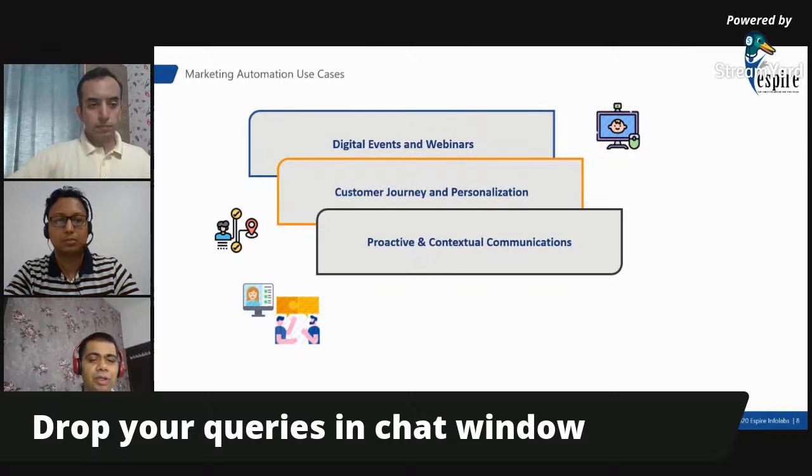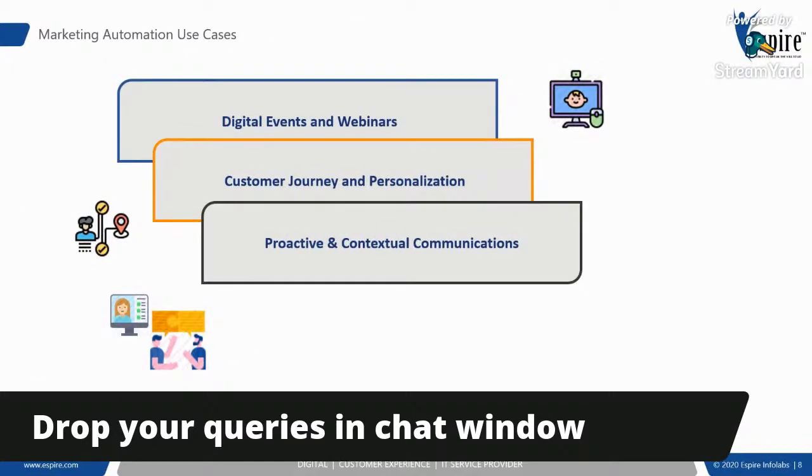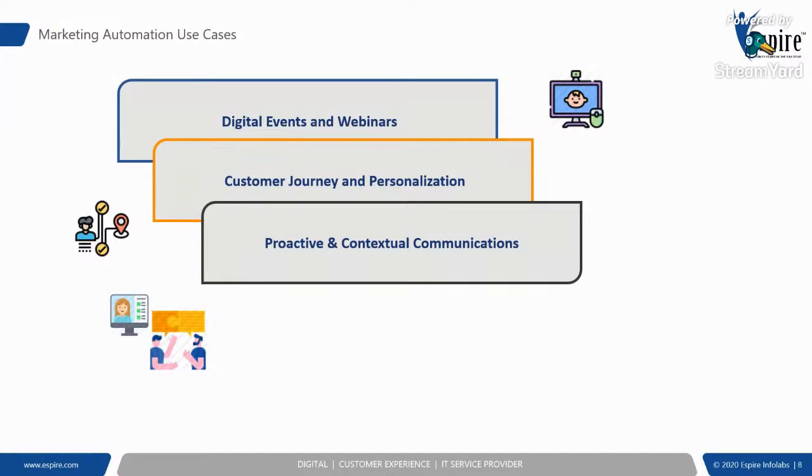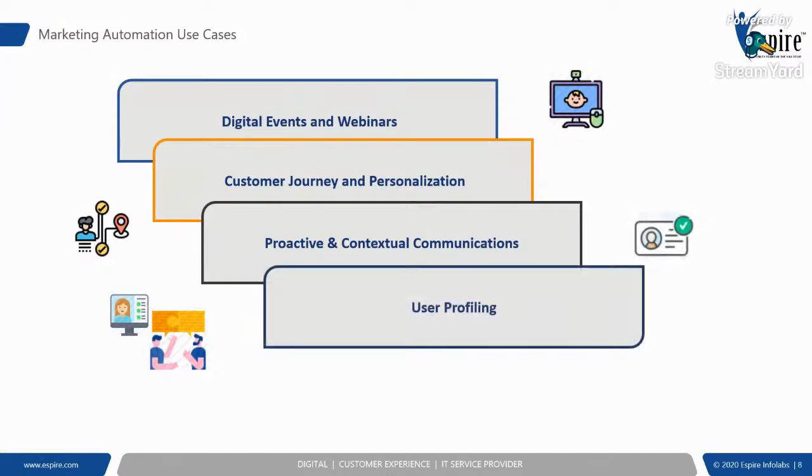So it's all contextual, or after 7 days of downloading the white paper, whether they like it or not, or whether they need some related white papers or related information about what they have downloaded. So all those proactive contextual communications can be sent through the marketing automation.